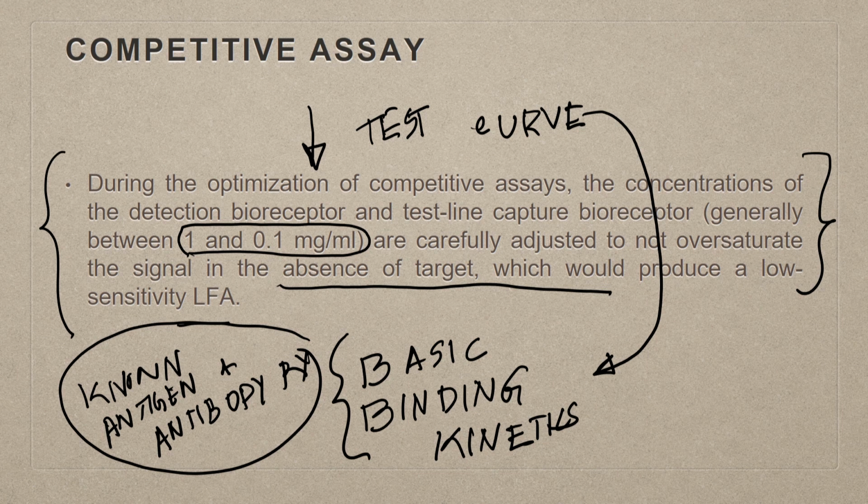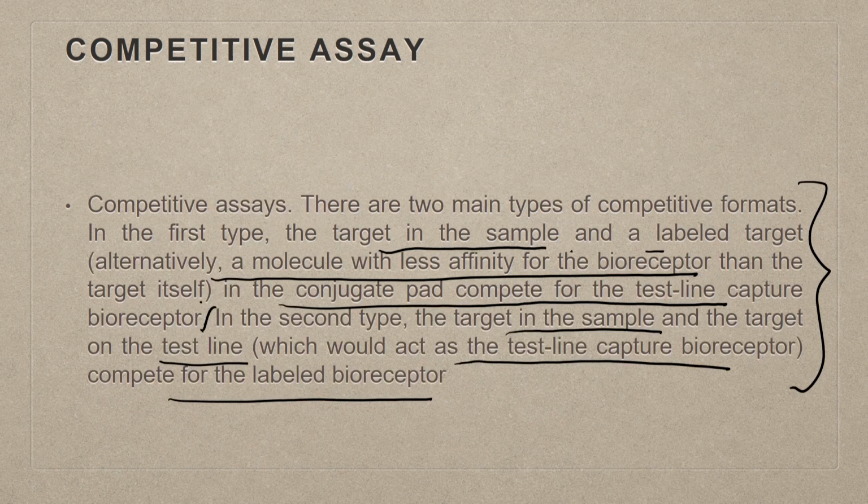So once again, if we go through the basics of the competitive assays, there are two main types of competitive formats. In the first type, the target in the sample and a labeled target, alternatively a molecule with less affinity for the bioreceptor than the target itself, in the conjugate pad compete for the test line capture bioreceptors. So in other words, say for example, I have this antibody out here. Now I have one binder here, but this is not my target. This binder is kind of a weak binding substance, but it does bind.